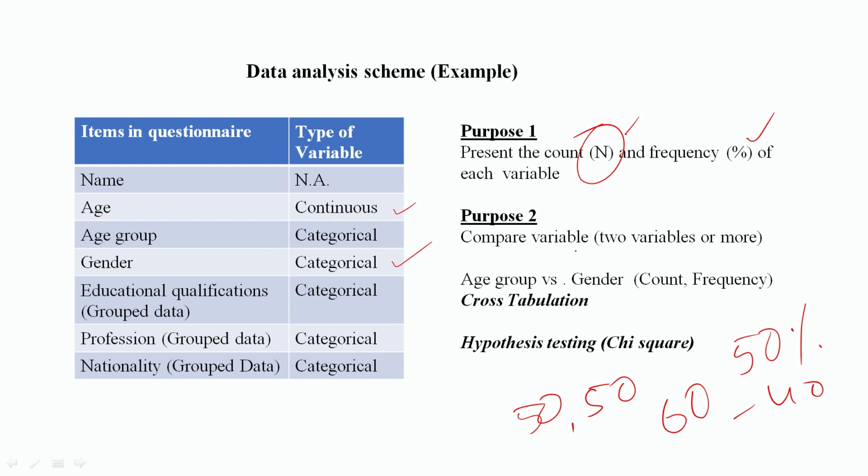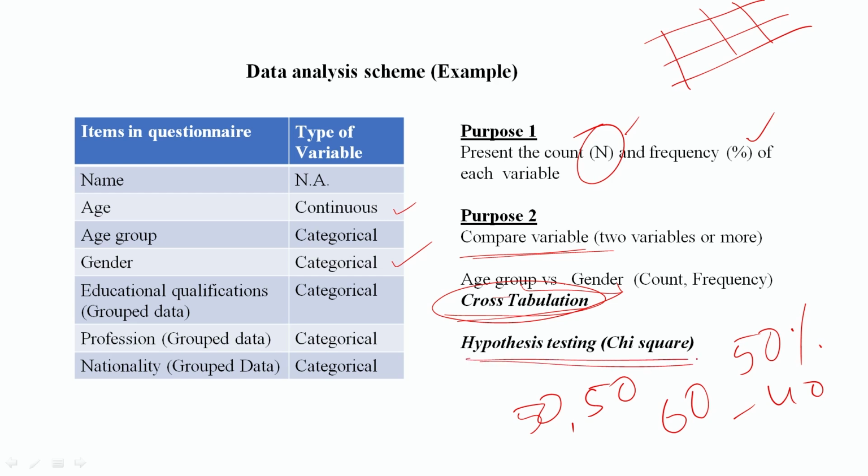Number two, we can compare variables, for example age or gender. You must have seen tables where one is age group and the second is gender. The term that we use here is cross tabulation. And the last aspect is hypothesis testing. We can do hypothesis testing to see the association or goodness of fit, using chi-square.